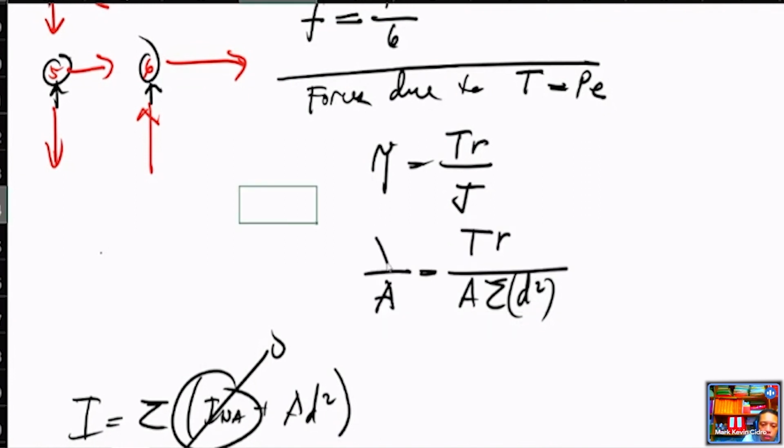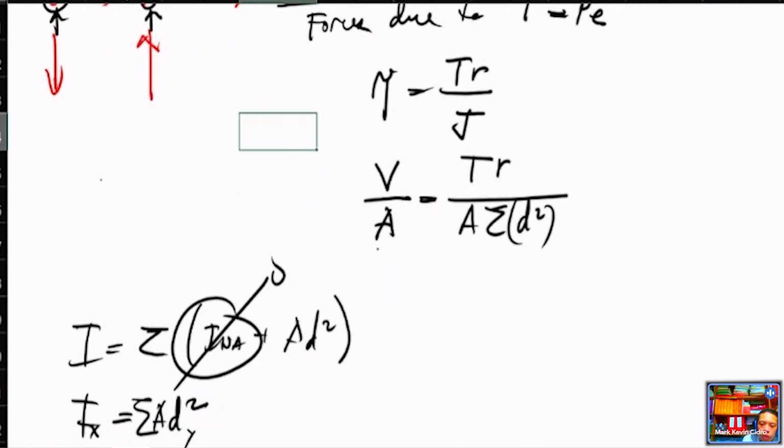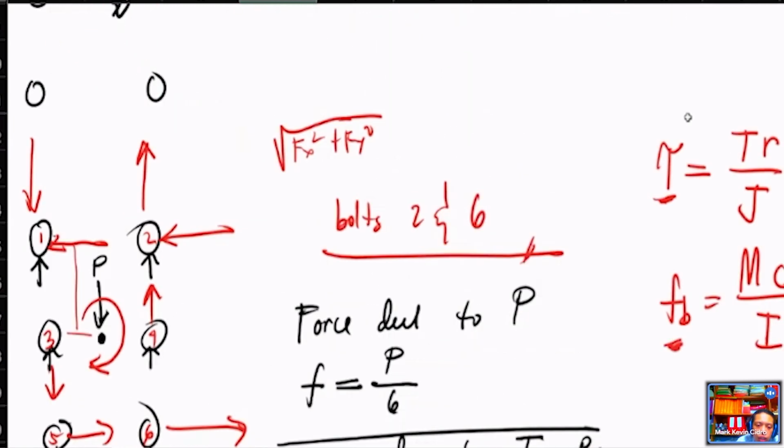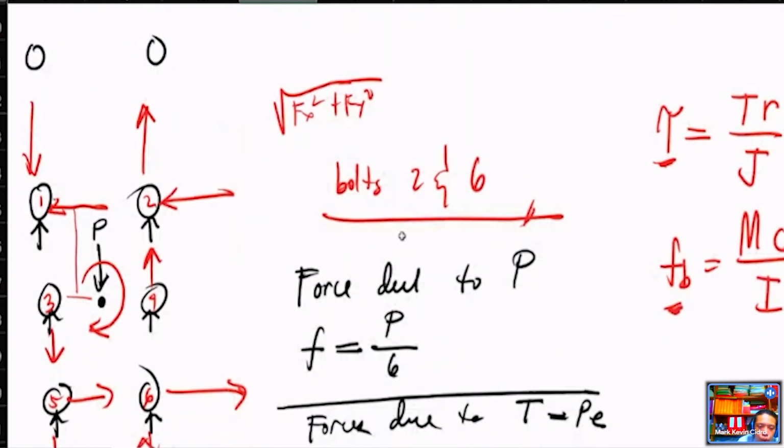Take note that this force here is shear stress, V. As you can see, you can eliminate A here, the area. So if force lang, this is equal to the torque times the radius over the summation of d squared. Maninit a lang pagsosolve. So what is the shear force at bolt number 2?